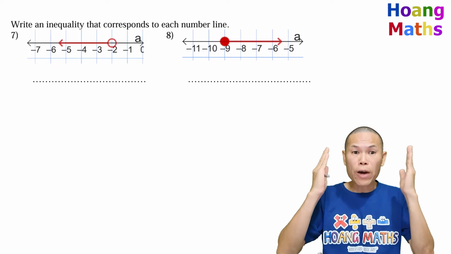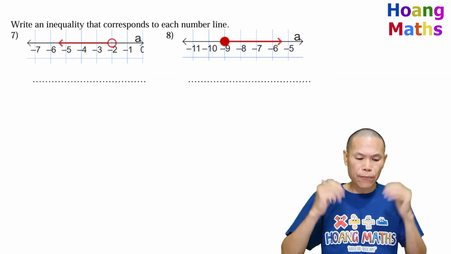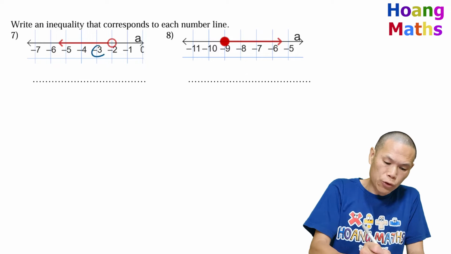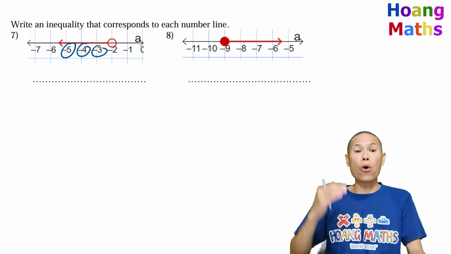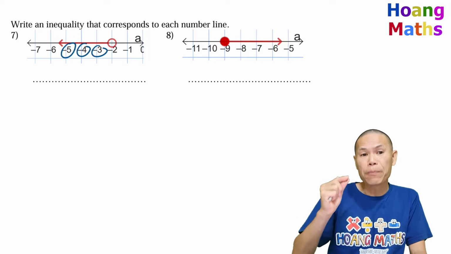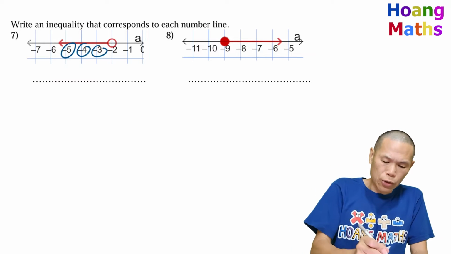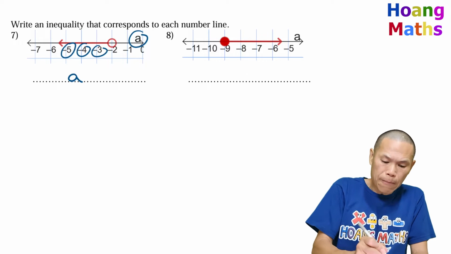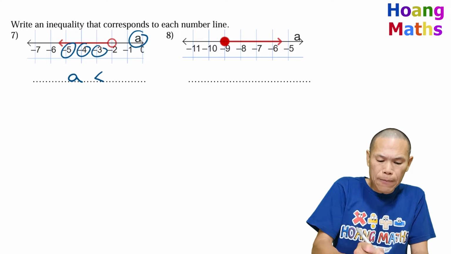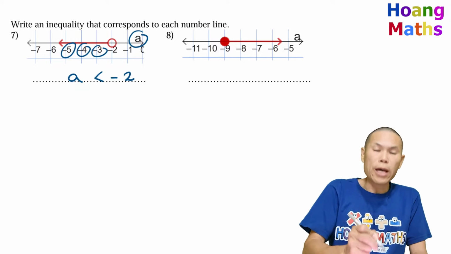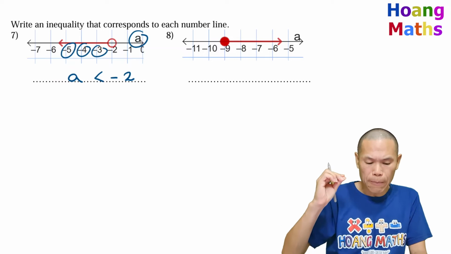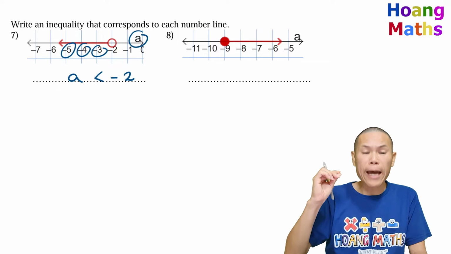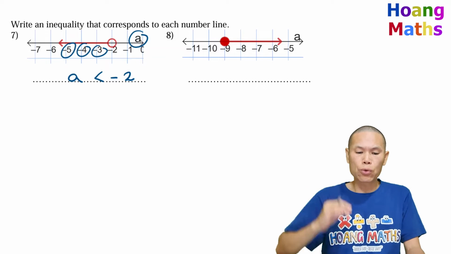Next one, we need to write an inequality for the number lines here. So number 7. We know that -3, -4, -5, and so on, all these numbers are less than -2, right? So therefore, A is less than -2. And because the circle is empty, we don't have an equal sign underneath. So that is A is less than -2.